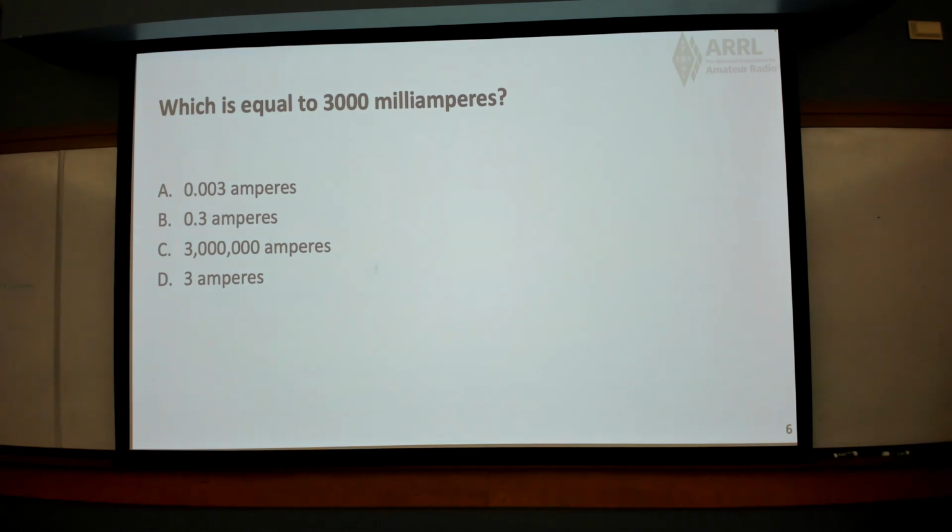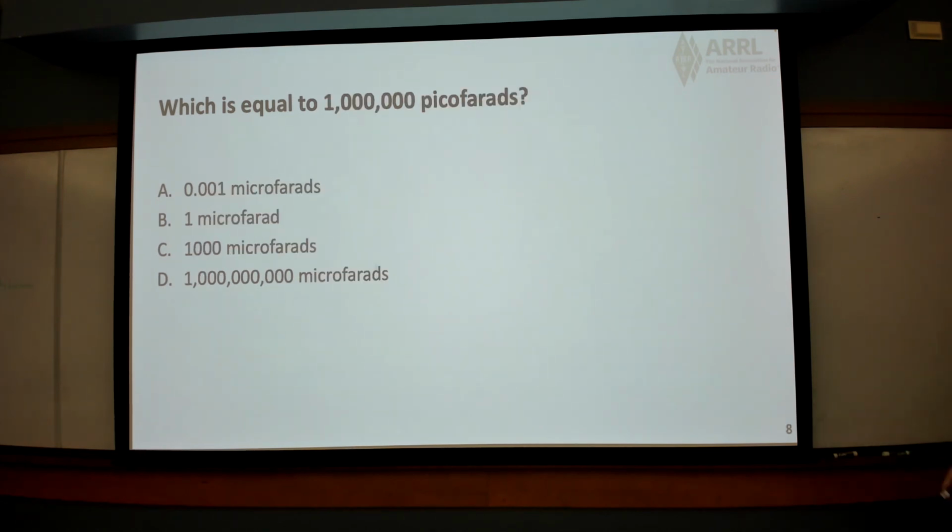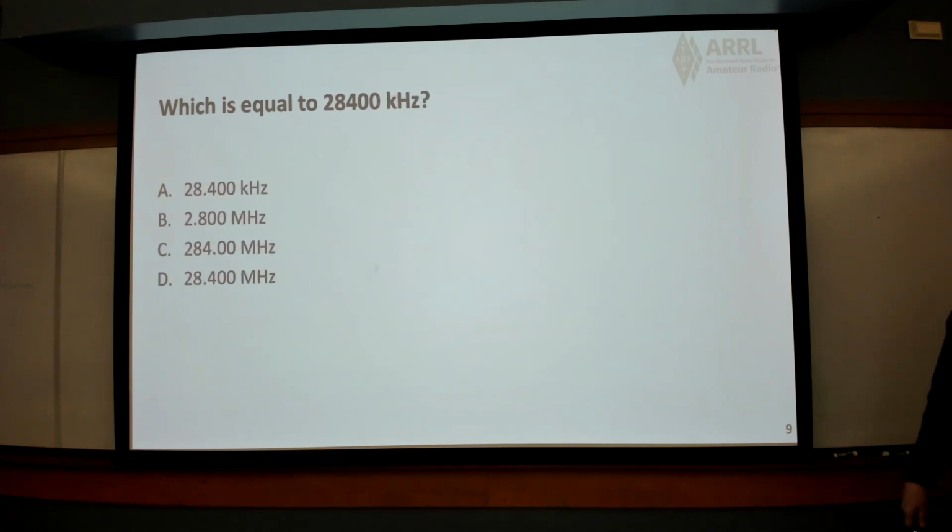3,000 milliamps. D. Okay, 3.525 megahertz. No, it's C. You had it right the first time. Okay. All right. Okay, 1 million picofarads. Well, picofarad's 10 to the minus 12. It's B. All right. Okay. Now see, this is where you want to know the metric prefixes, right? All right. What's equal to 28,400 kilohertz?